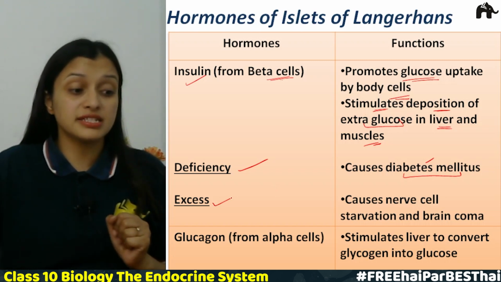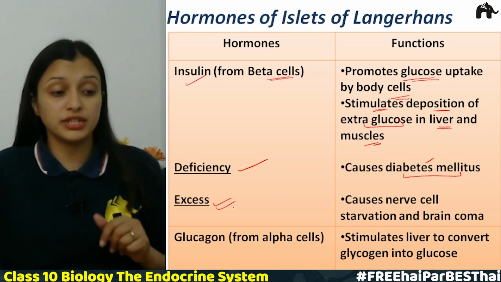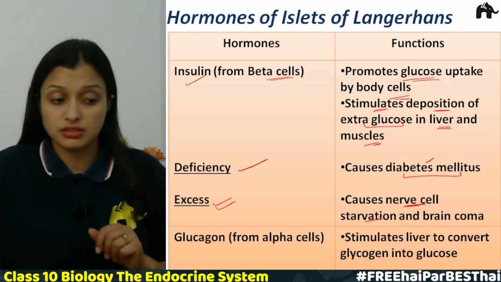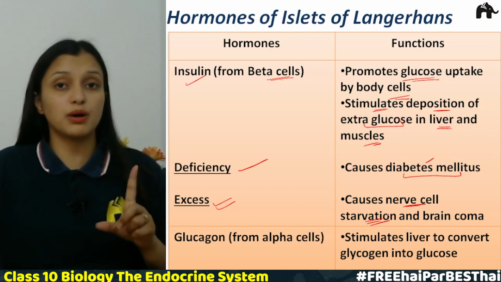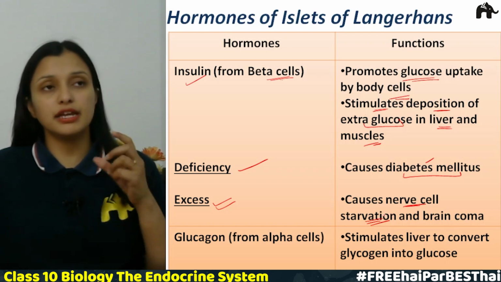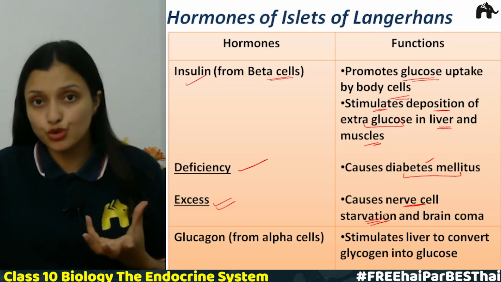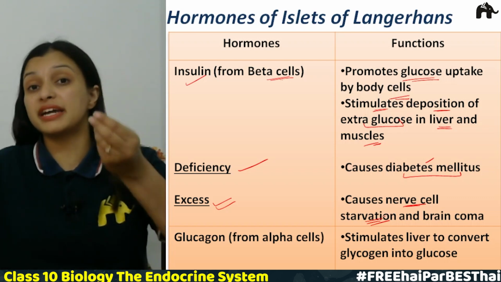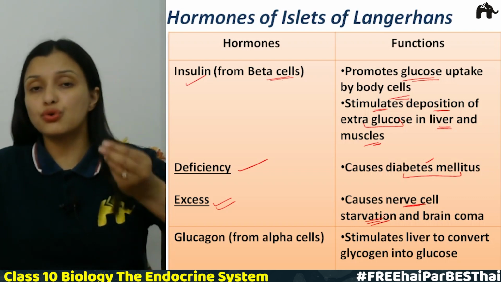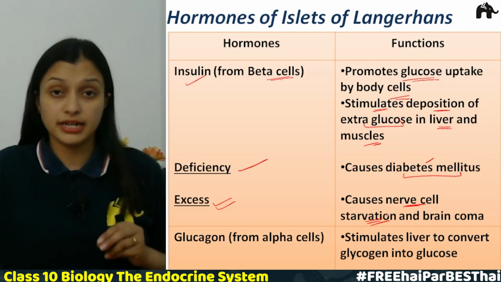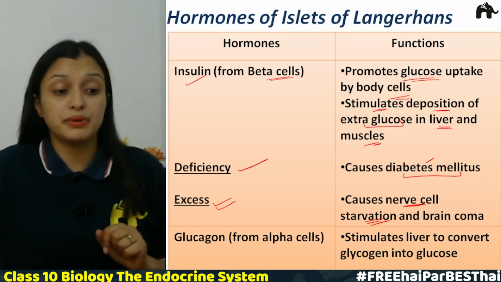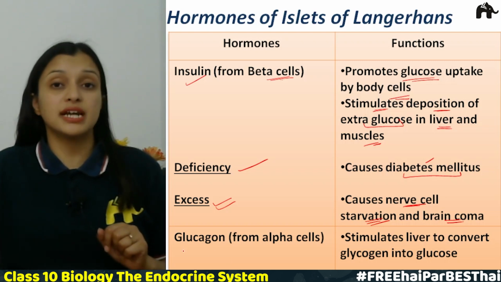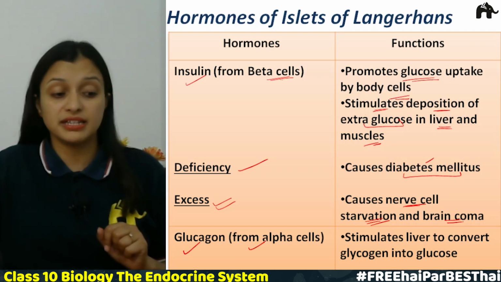Now what if there is an excess of this hormone insulin? In that case it might cause nerve cell starvation. What did we talk about a few slides back? If a person's brain does not get glucose in enough amount, even for a few seconds, that person might go into a coma. So that glucose is so much needed by our body, by our brain as well, and the brain goes into a coma. Right.